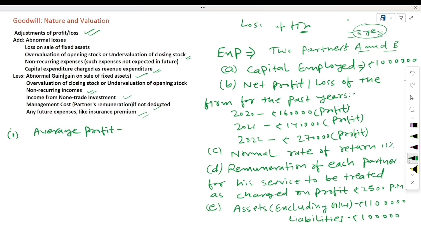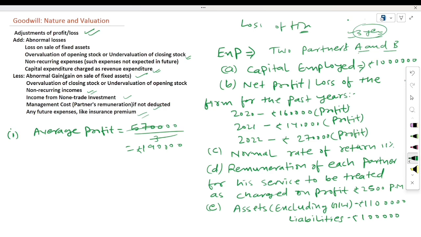Average profit. How much will be the average profit? 160 plus 140, here it is 3 lakh, plus 270, 5 lakh 70,000, and divided by 3. It means 1 lakh 90,000 is the average profit. But here is an adjustment of remuneration. We have discussed here in the adjustment part, management cost or partner's remuneration. If not deducted, then it will be deducted from the profit.